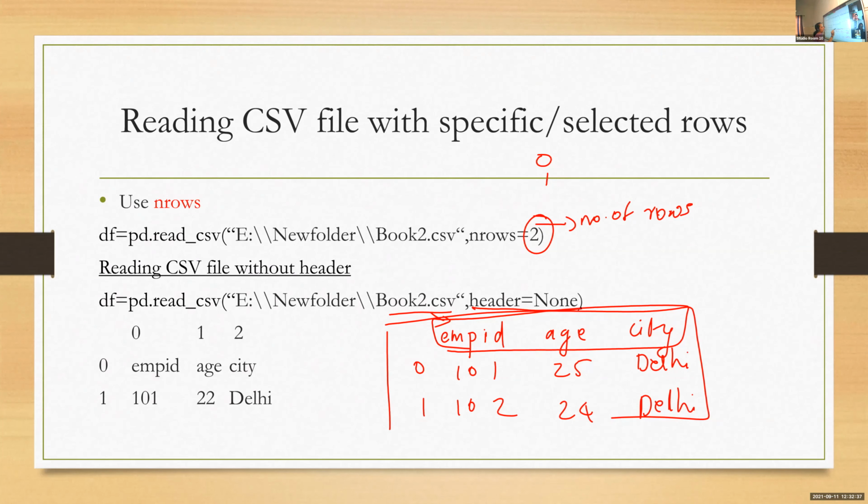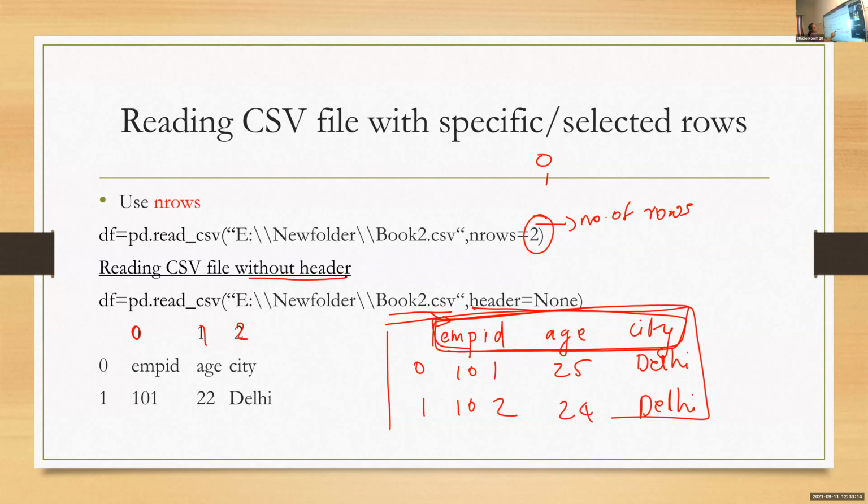If I am using header equal to none, these column heading values will be converted to the first row. This EMPID, age, city is converted as the first row of Book2. So it will display like this. There is no heading; the default heading will display. It is 0, 1, 2. That is without header, meaning there is no header. Here it is the default header.